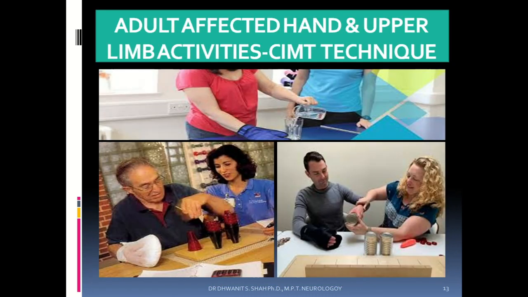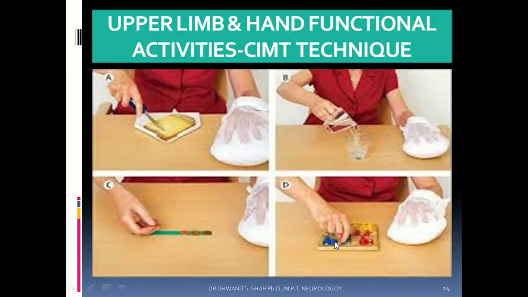Okay, how the CIMT technique is applied in the stroke patient, you can see here in the photographs adults' affected hand and upper limb activities, how they're using it for different activities with the affected side when the unaffected side is constrained in the gloves or mitt, or any type of slings we can use. You can see the different upper limb and hand function activities they are doing, like slicing the bread or watering, and they're doing some pegboard activities.